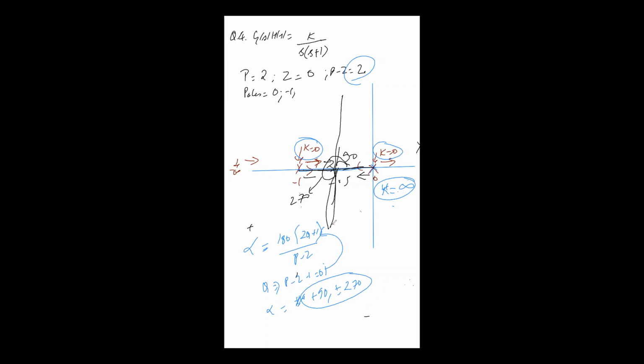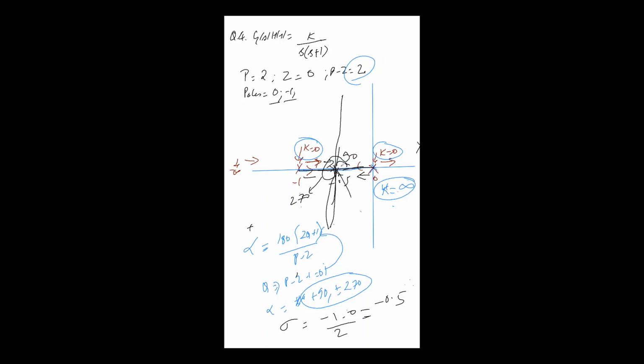Sorry, I forgot to calculate the centroid. So you will calculate the centroid also. Centroid is the summation of real parts of poles minus summation of real parts of zeros, upon p minus z. Poles here are at 0 and minus 1. So it will be minus 1 minus 0, there are no zeros, upon p minus z, which is 2. This will come out to be minus 0.5 only. So this is our centroid.